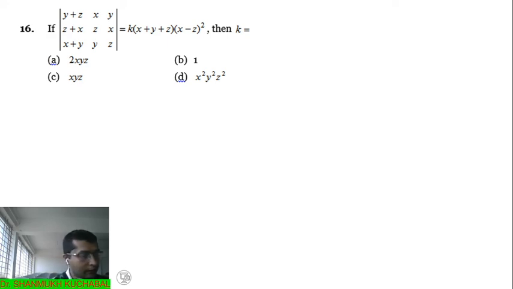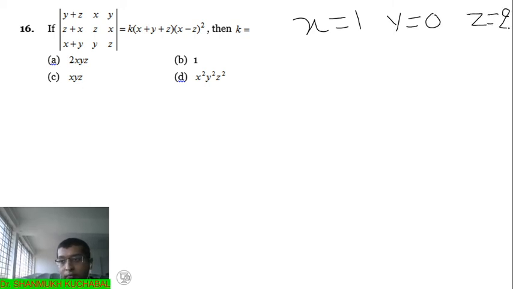It is a little bit different. If the determinant y plus z, z plus x, x plus y, like this we have, and k times the RHS part, then the value of k is, so very simple. See, in the earlier example we took some numerical value, so I take x equal to 1, y equal to 0, and z equal to 2, right?